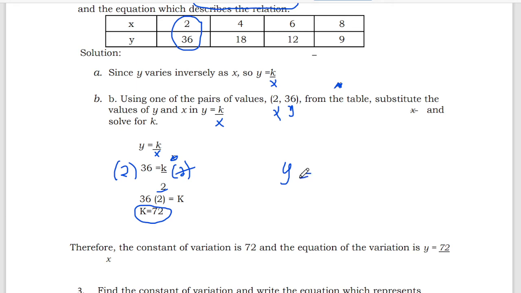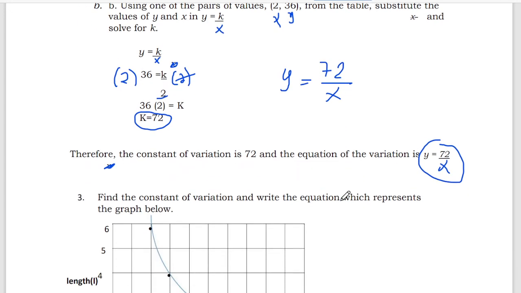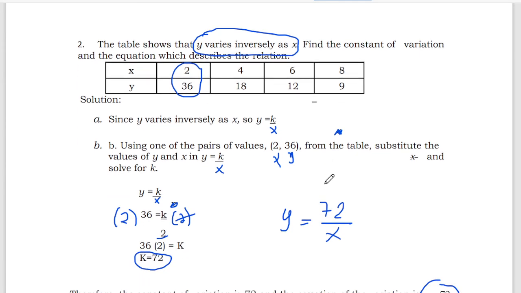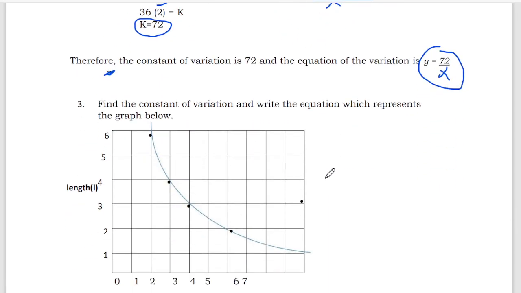y equals your k, 72, over x. That is x. This x here is not supposed to be there, it should be here, x. So therefore that is now the equation of the given table. So you can just choose any pair of numbers, any pair of values in the table.